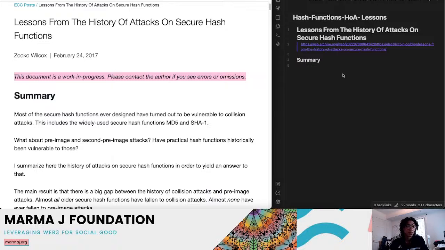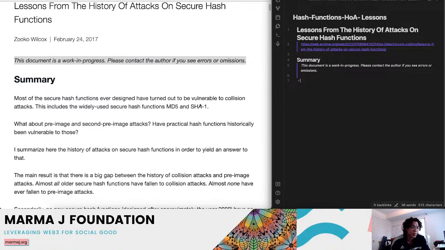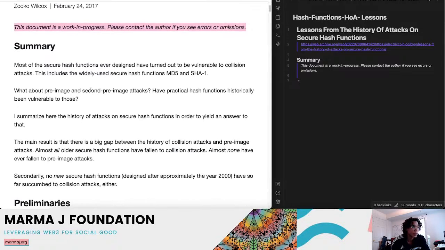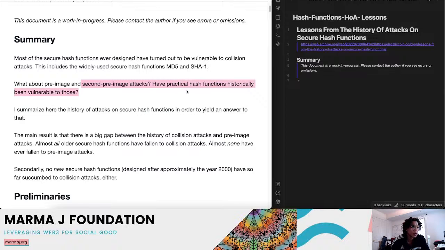Summary: most of the secure hash functions ever designed have turned out to be vulnerable to collision attacks. This includes the widely used secure hash functions MD5 and SHA-1. What about pre-image and second pre-image attacks? Have practical hash functions historically been vulnerable to those? I summarize here the history of attacks on secure hash functions in order to yield an answer to that.